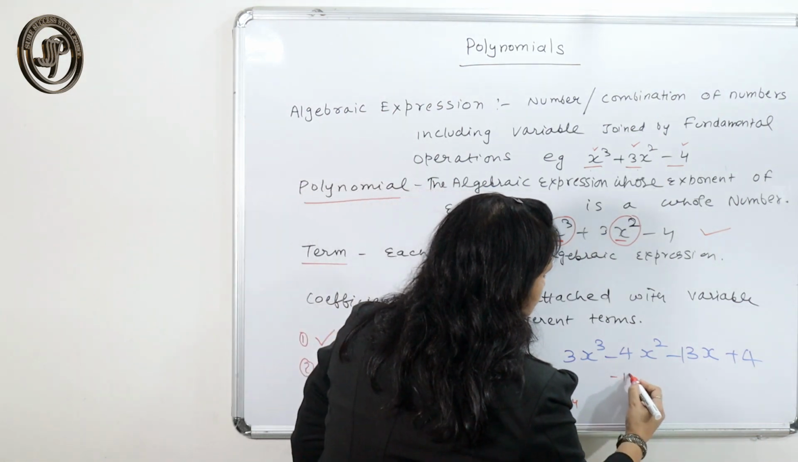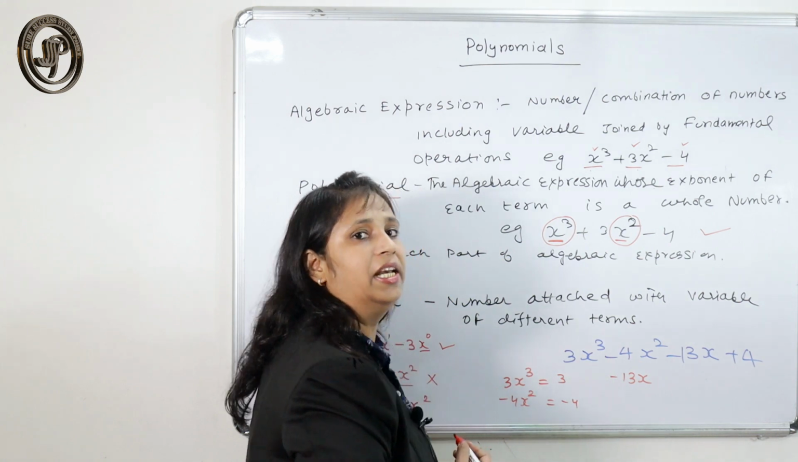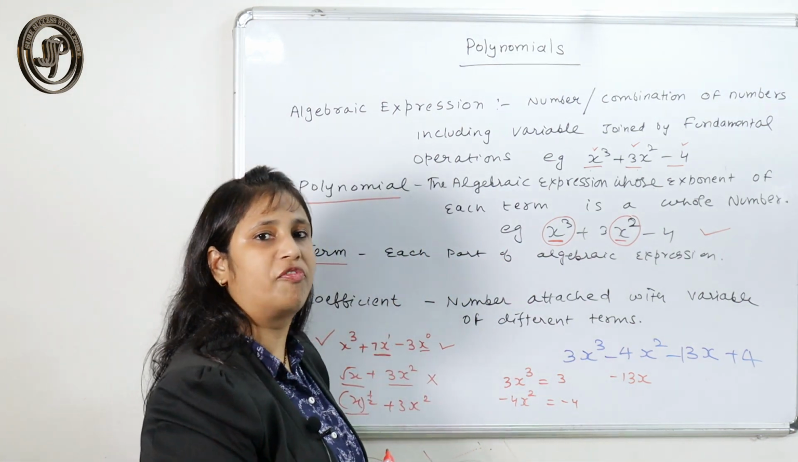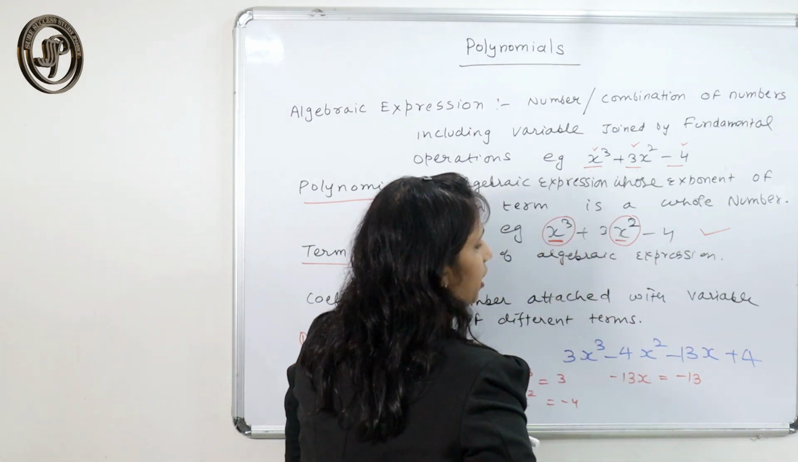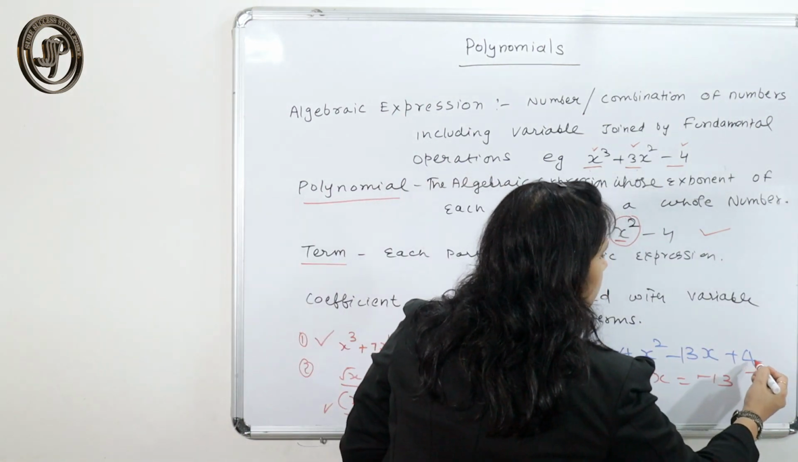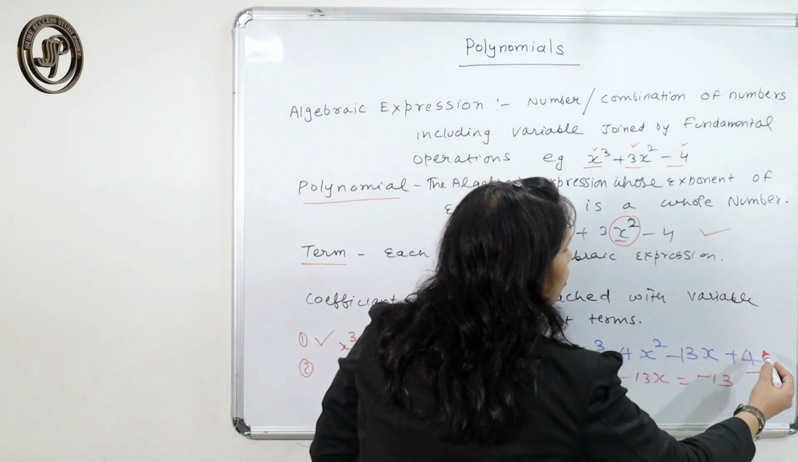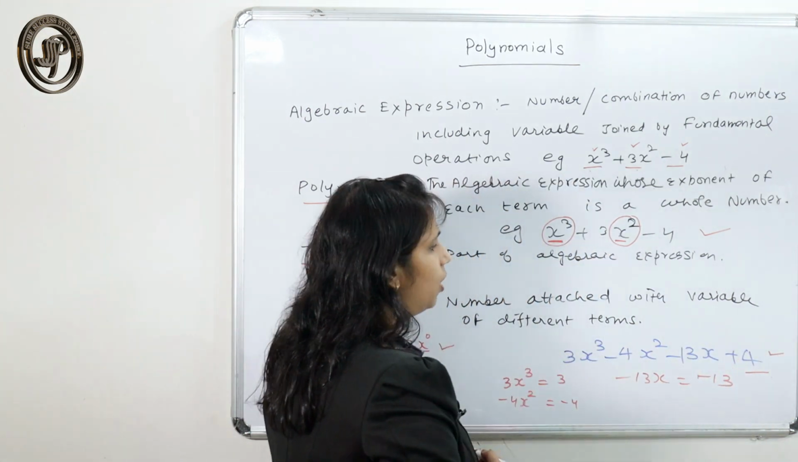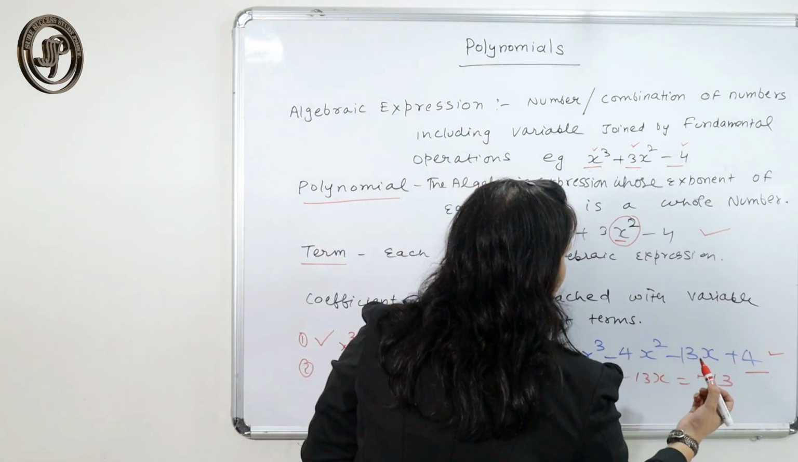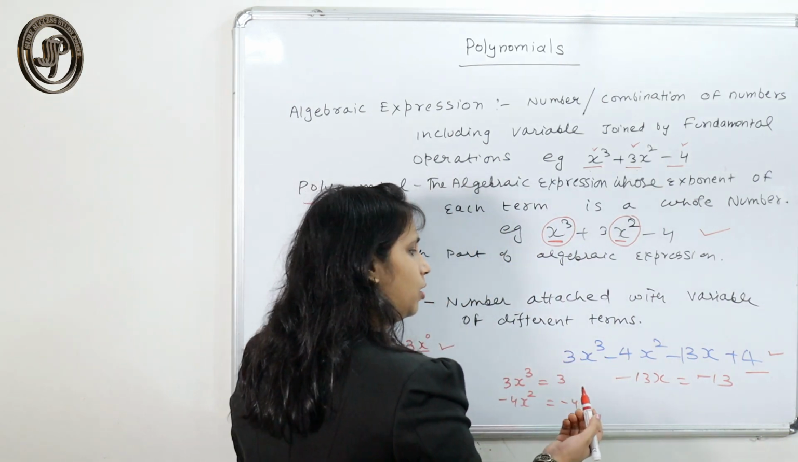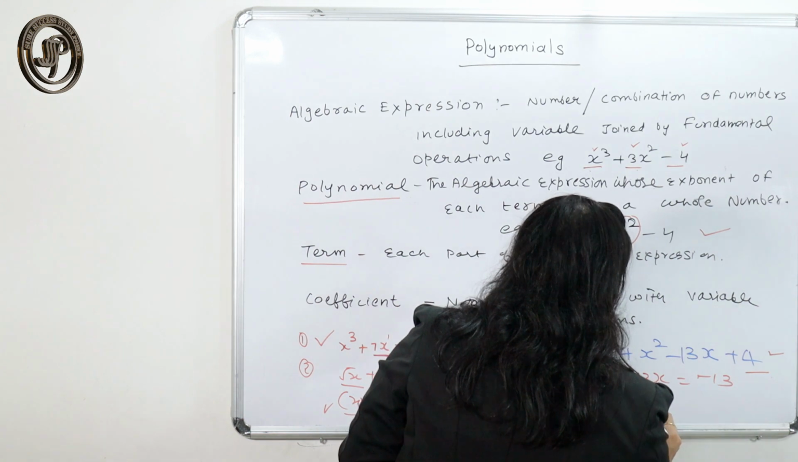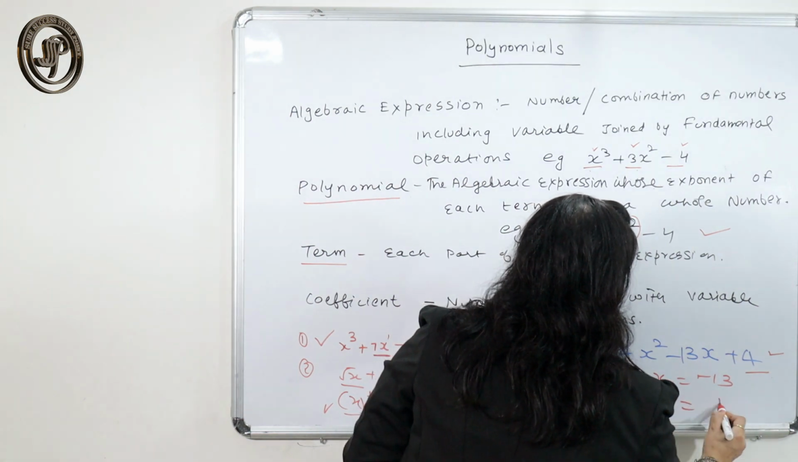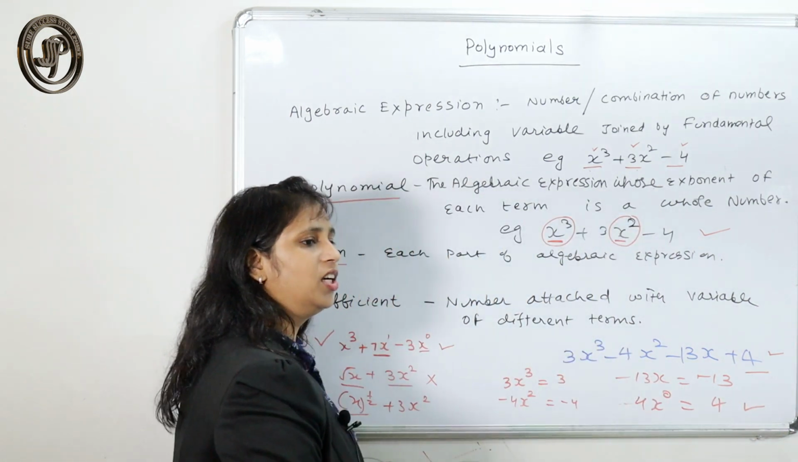Now my other term is minus 13x. So what is the coefficient of this? It is minus 13. So my last term is 4. This is also called constant polynomial, or if I just want to write in terms of coefficient, then I can say it is the coefficient of x raised to power 0.